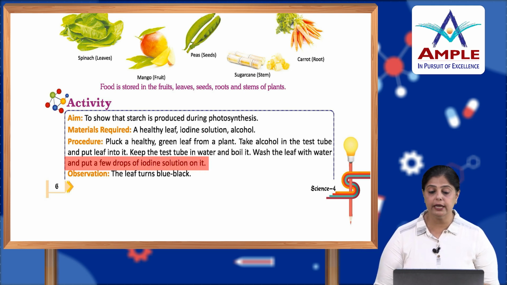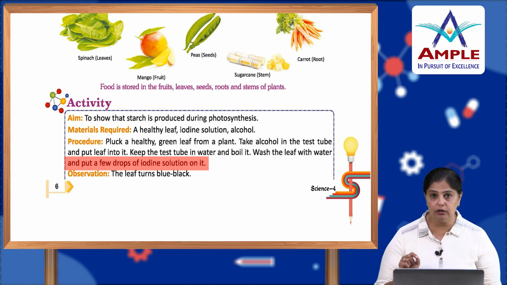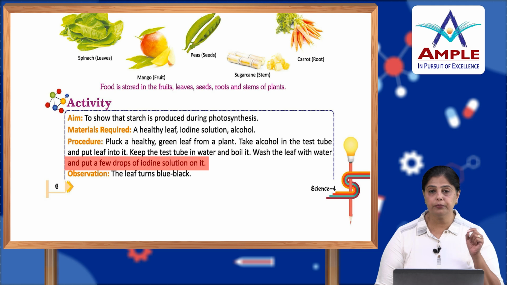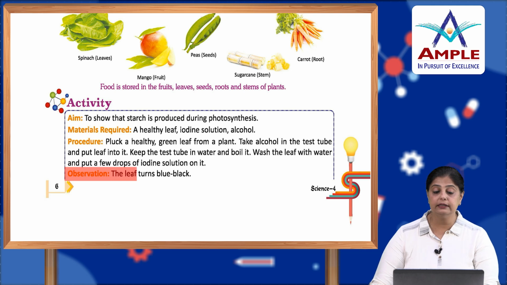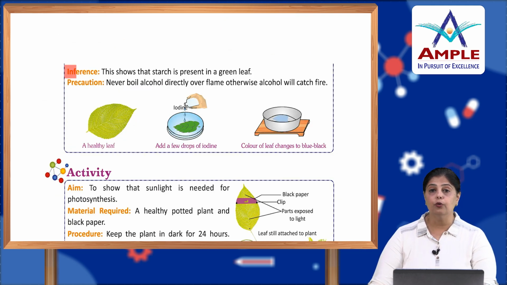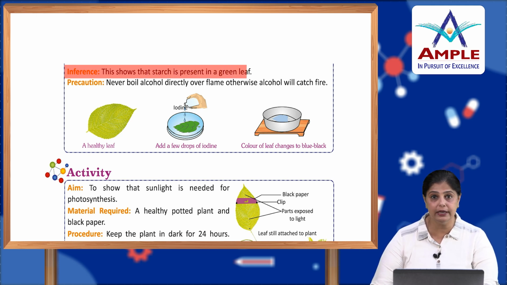So, you take a healthy leaf, you add alcohol in the test tube, you drop the leaf inside that, and then you keep the test tube in water and you start boiling it. Then you wash the leaf with water and put a few drops of iodine solution on it, and then you will observe that the leaf turns blue-black. So, what does it show? This shows that starch is present in a green leaf.